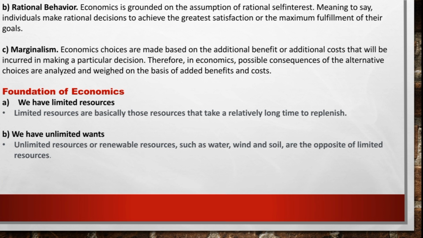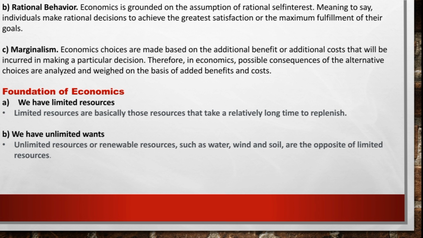B. We have rational behavior. Economics is grounded on the assumption of rational self-interest, meaning to say individuals make rational decisions to achieve the greatest satisfaction or the maximum fulfillment of their goals. C. Marginalism. Economic choices are made based on the additional benefits or additional costs that will be incurred in making a particular decision. Therefore, in economics, possible consequences of the alternative choices are analyzed and weighed on the basis of added benefits and costs.